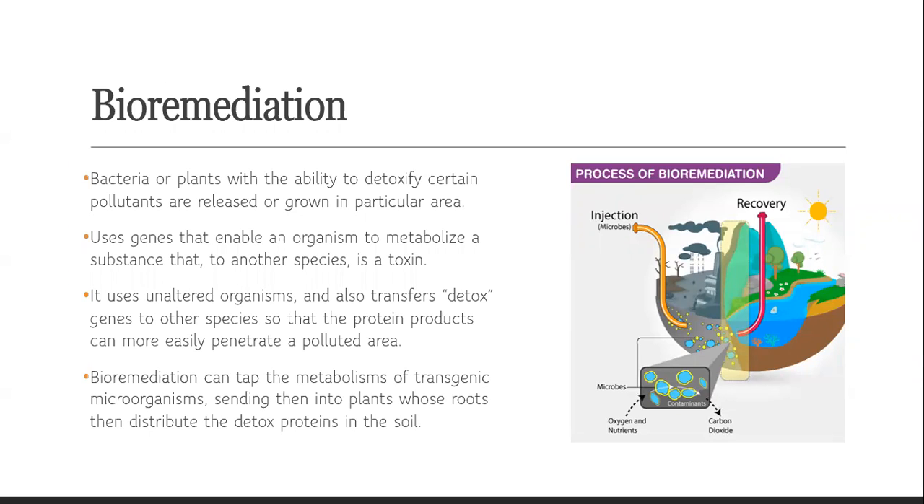Then we also have, next to DNA technology, bioremediation. Bacteria or plants with the ability to detoxify certain pollutants are released or grown in a particular area. So it uses genes that enable an organism to metabolize a substance that to another species is a toxin. So it uses an altered organism and also transfers detox genes to other species so that the protein products can easily penetrate a polluted area.